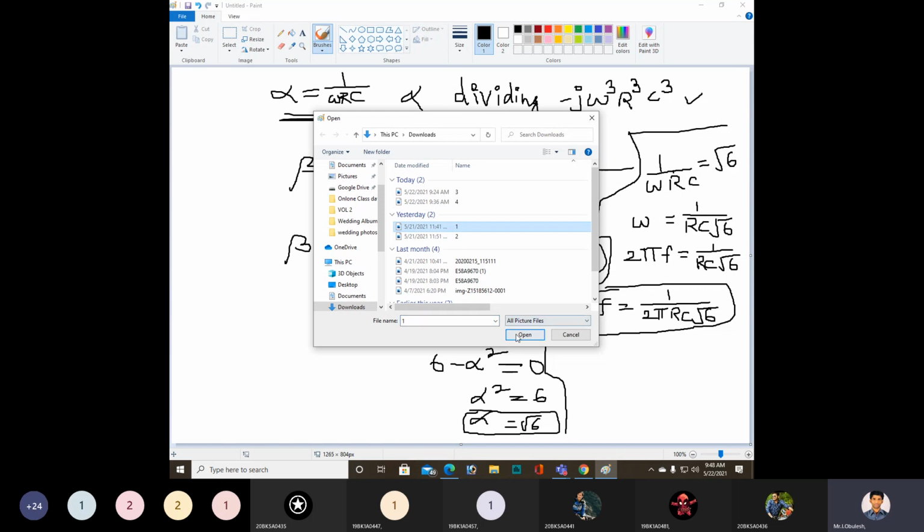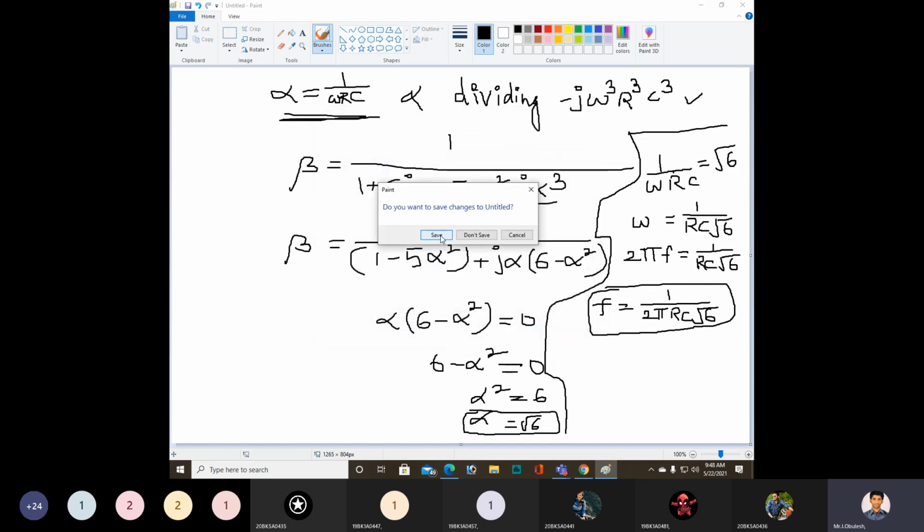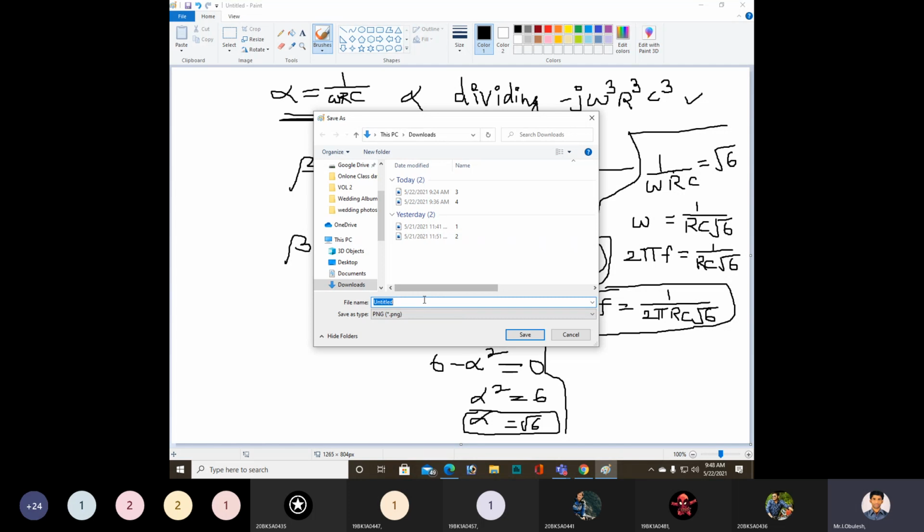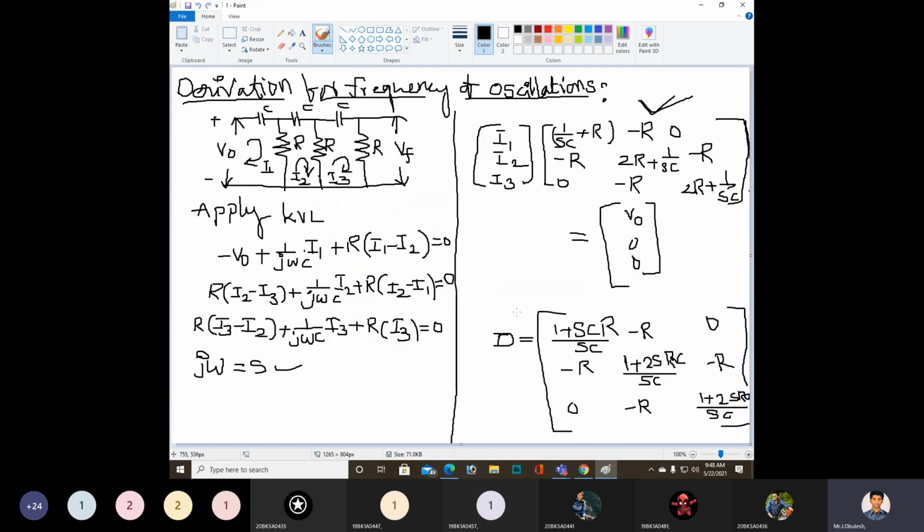Here we are getting F is equal to 1 by 2 pi RC root 6. So this is the frequency of oscillations of the RC phase shift oscillator. So we'll see one by one. First, you need to see the diagram. So this is the derivation for frequency of oscillation. Just you need to remember the overall derivation part of the RC phase shift oscillator.